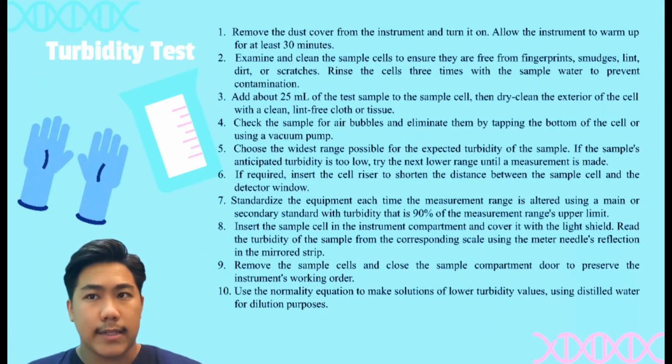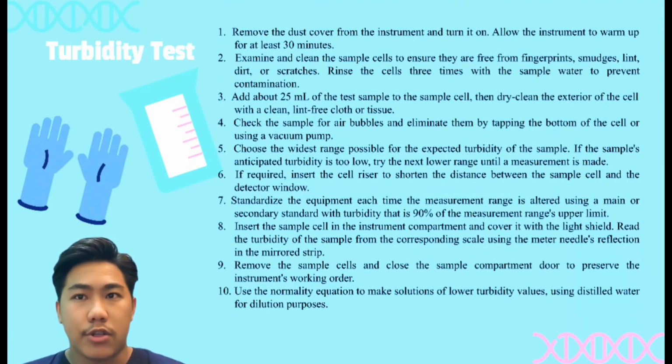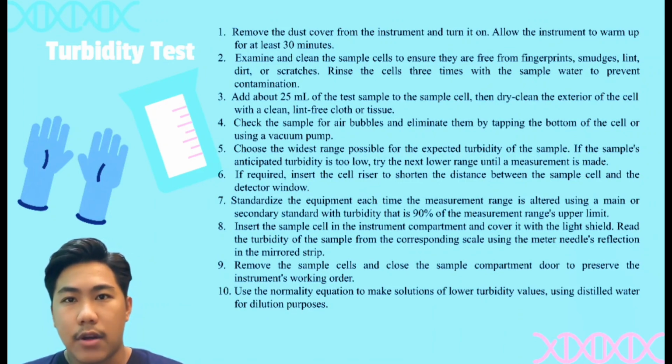Next, the turbidity test. First, remove the dust cover from the instrument and turn it on. Allow the instrument to warm up for at least 30 minutes. Examine and clean the sample cells to ensure they are free from fingerprints, smudges, dirt or scratches. Rinse the cell 3 times with the sample water to prevent contamination. Add about 25 ml of the test sample to the sample cell, then clean the exterior of the cell with a clean, lint-free cloth or tissue.